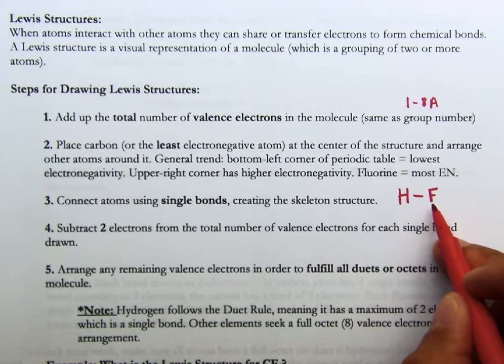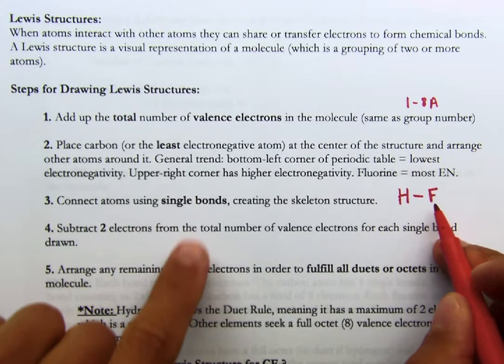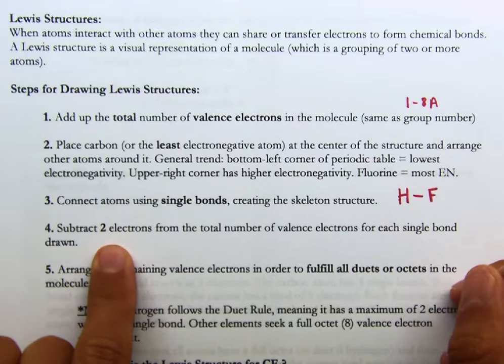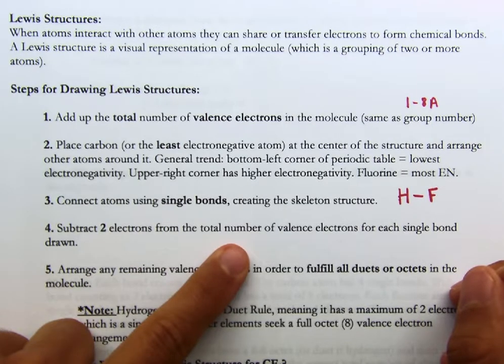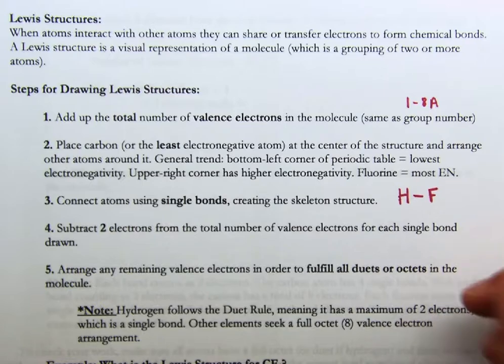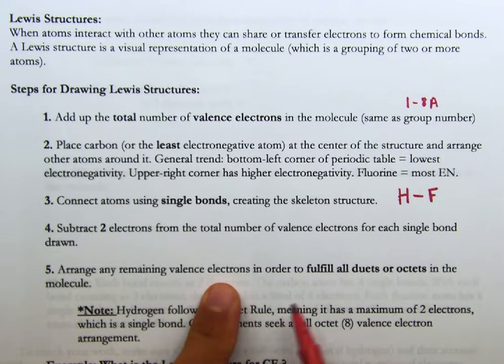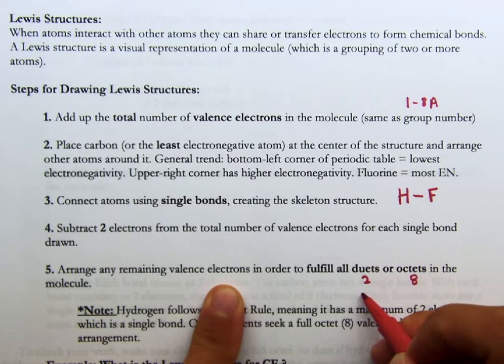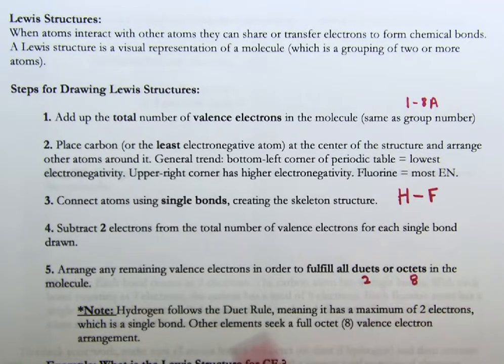Step 3, connect atoms using single bonds, and a single bond represents 2 electrons. So subtract 2 electrons from the total number of valence electrons for each single bond that you draw. You can then arrange any remaining valence electrons to fulfill all duets. Duet means 2, or octet, which means 8. Hydrogen follows the duet rule, meaning that it has a maximum of 2 electrons, which is the same as a single bond. So hydrogen will only form single bonds.